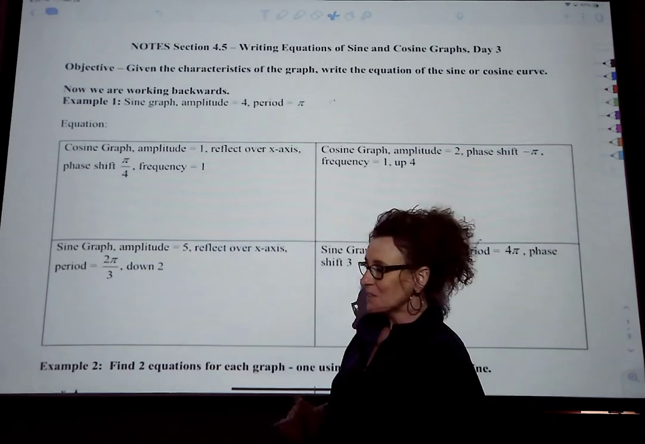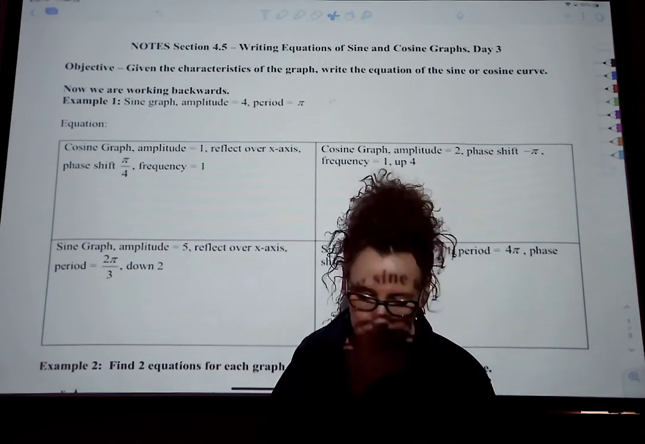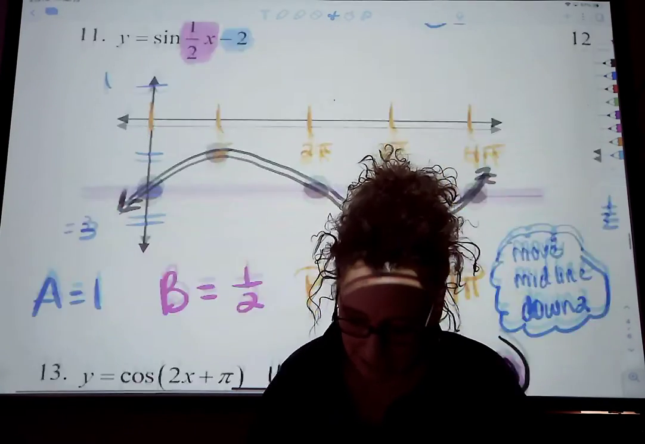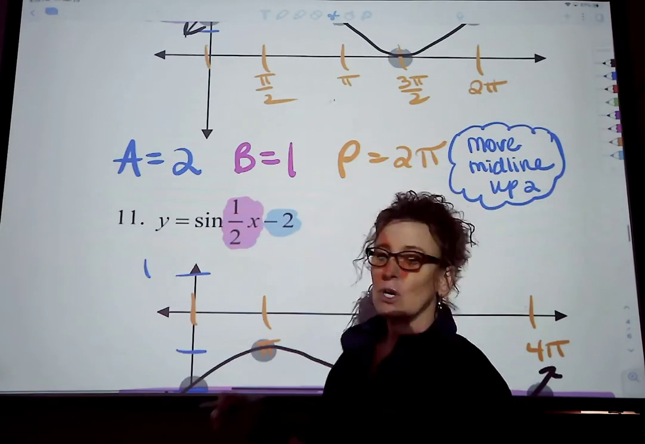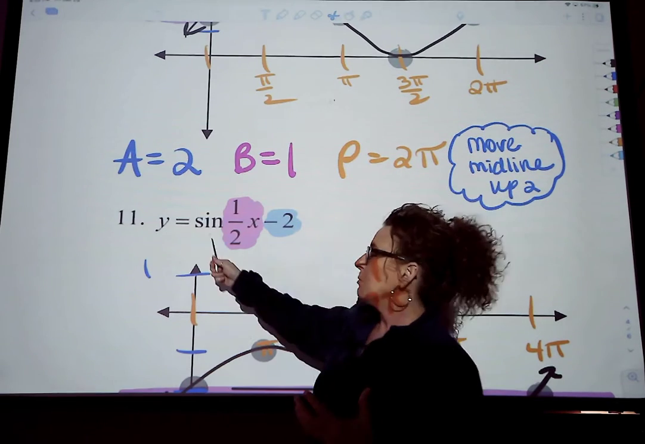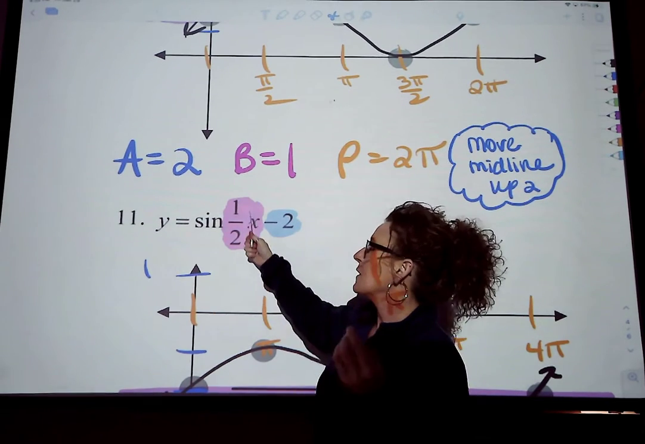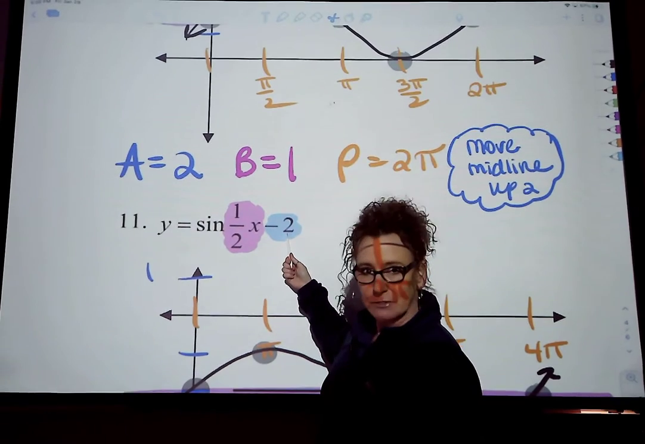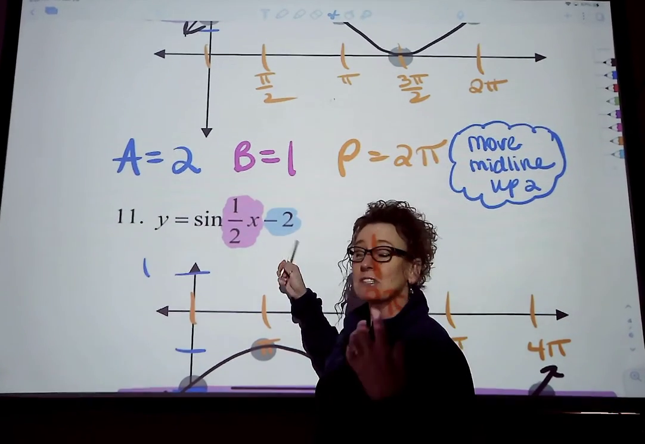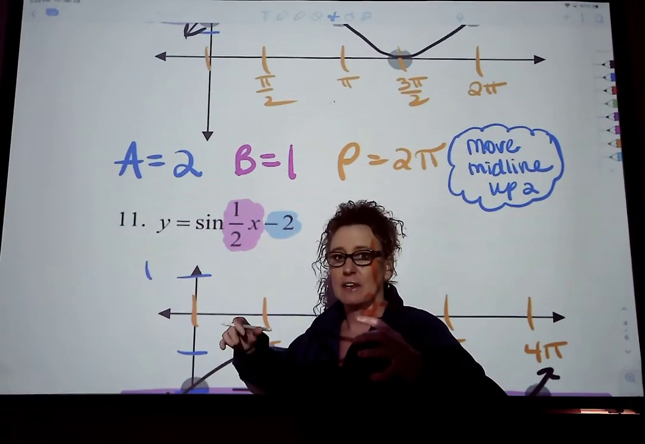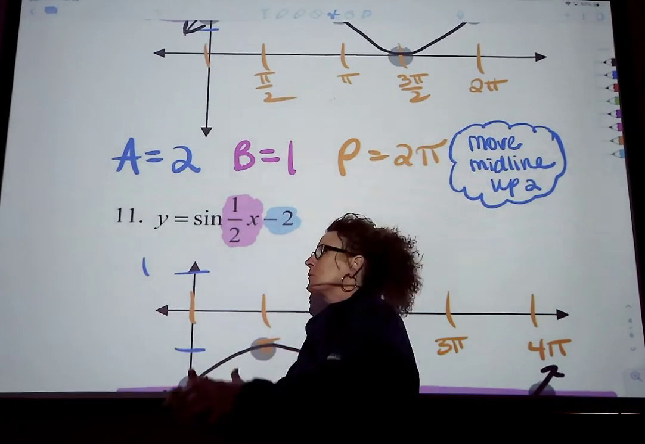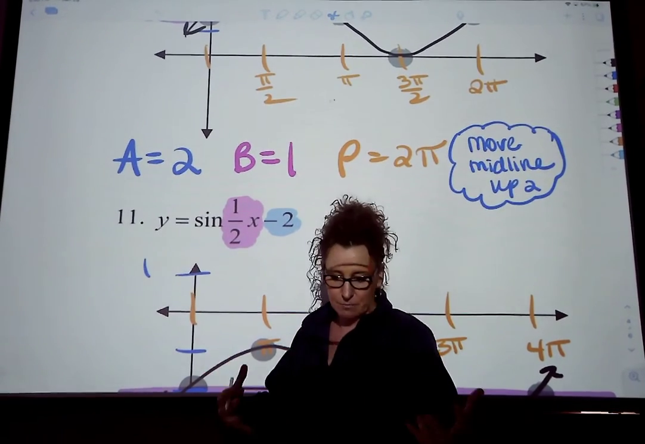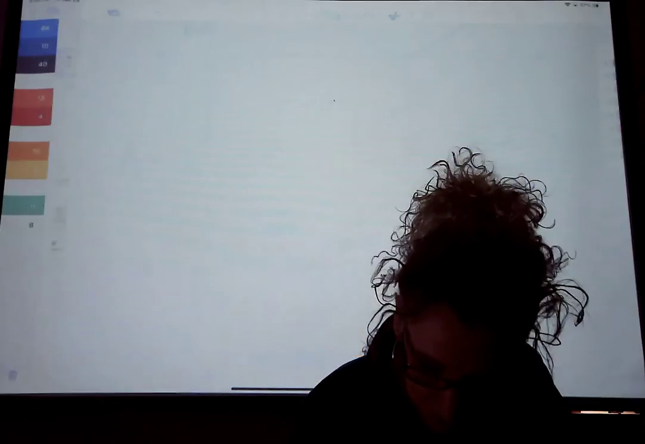So what we're going to do is backwards from what we did previously. In the last section of notes, we looked at an equation and pulled out information. We pulled out the amplitude, the B value, the vertical shift. Today we're going to go backwards. We have all that information, and now we're going to put it into an equation. We build the equation based off the information that we have.